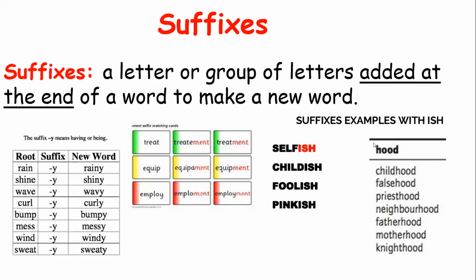The last suffix is hood: childhood, falsehood, as something wrong, priesthood, neighborhood, fatherhood, motherhood, knighthood. Okay? So our four suffixes are Y, ment, ish, and hood. Let's introduce and take examples for each one of them.